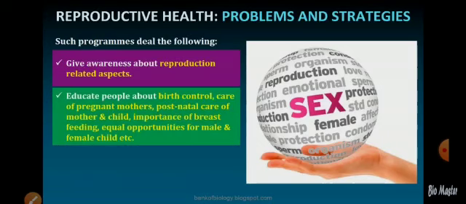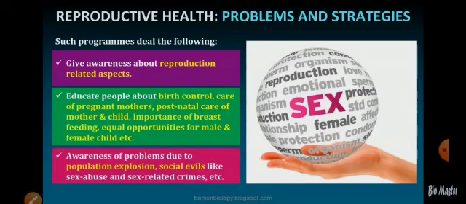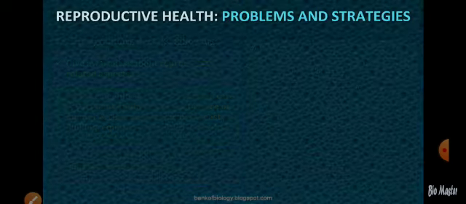Education is imparted to people about birth control, care of pregnant mothers, postnatal care of mother and child, importance of breastfeeding, which contains many immunoglobulins like IgA and colostrum, and to provide equal opportunities for male and female. Awareness of problems due to population explosion, which could result in unemployment, deficiency of food, clothing, and shelter.